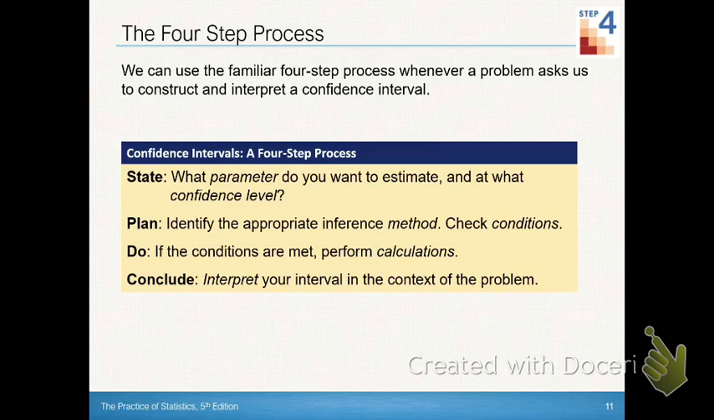In terms of the name of the procedure, at this point we only know how to do one procedure. It's the one sample Z interval for P would be the name of our procedure.